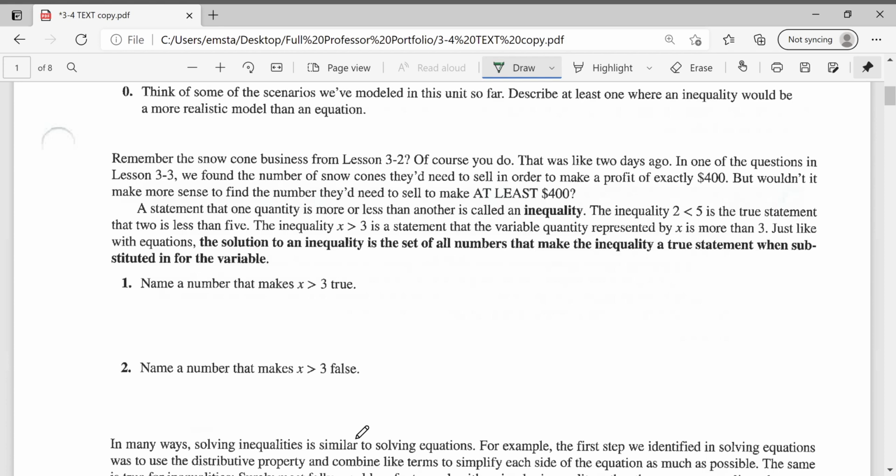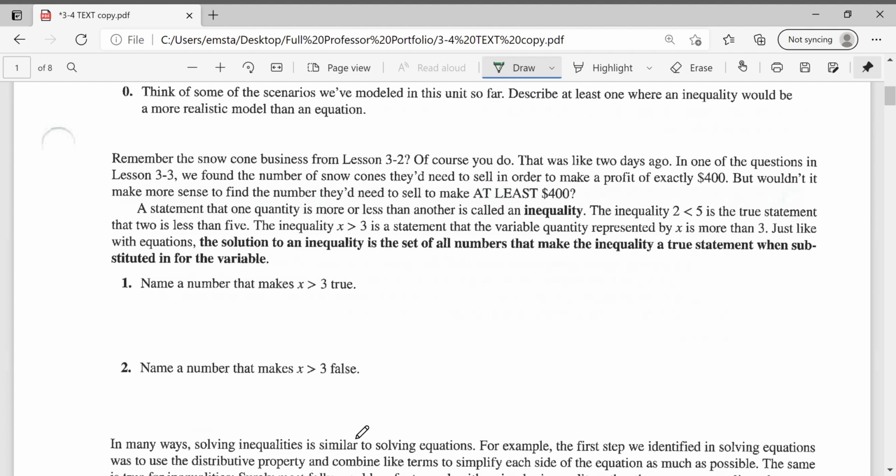A statement that one quantity is more or less than another is called an inequality. The inequality 2 is less than 5 is a true statement because 2 is less than 5. The inequality x is greater than 3 is a statement that the variable quantity represented by x is more than 3. Just like equations, the solution to an inequality is the set of all numbers that make the inequality a true statement when substituted in for the variable.